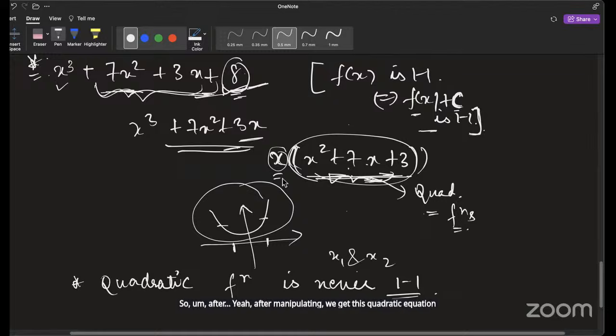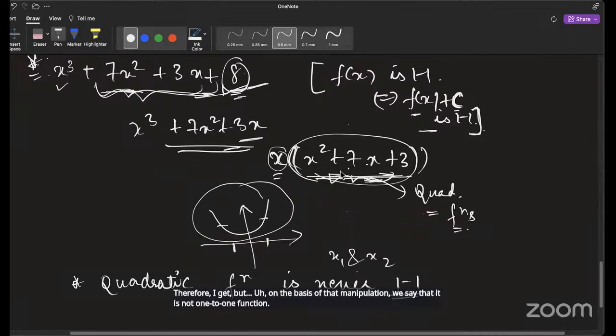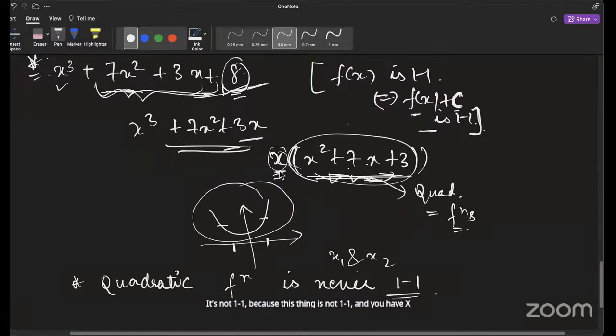On the basis of that manipulation, we say that it is not a one-to-one function. It's not 1-1 because this thing is not 1-1 and you have x in common here, right? Let me finish manipulating first. How will you understand if I don't finish?